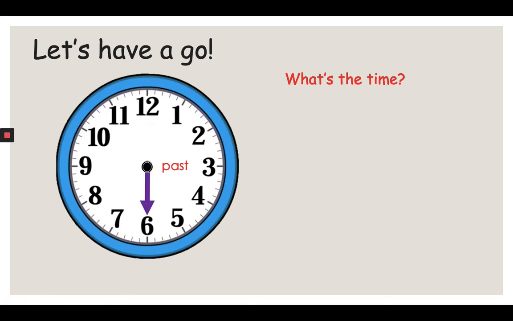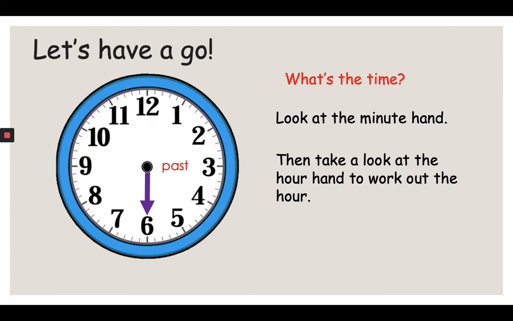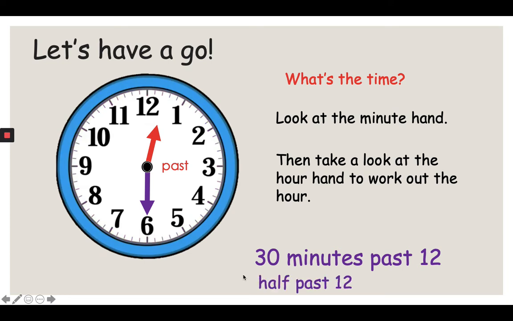Okay, let's have another go. The minute hand is pointing to the 6. How many minutes past is that? 0, 5, 10, 15, 20, 25, 30. It's 30 minutes past. Now let's take a look at the hour hand. It's in between the 12 and the 1, so it's past the 12. So it's 30 minutes past 12. Hang on, we know when the minute hand points to the 6, it's half past. So we could also say half past 12.